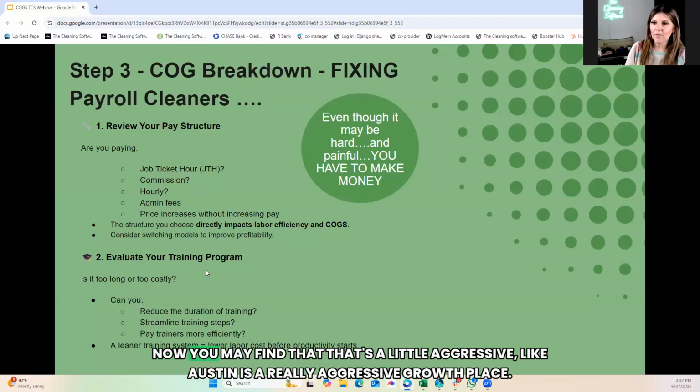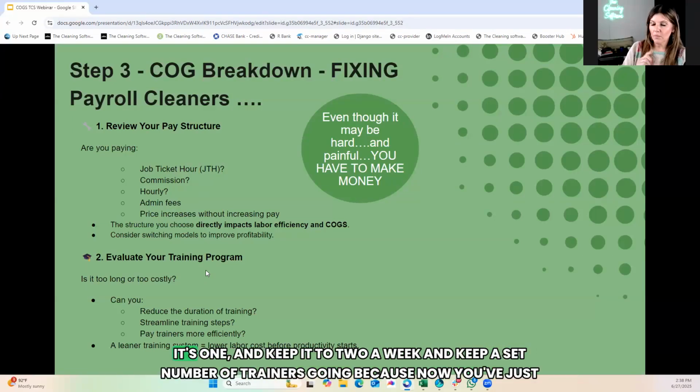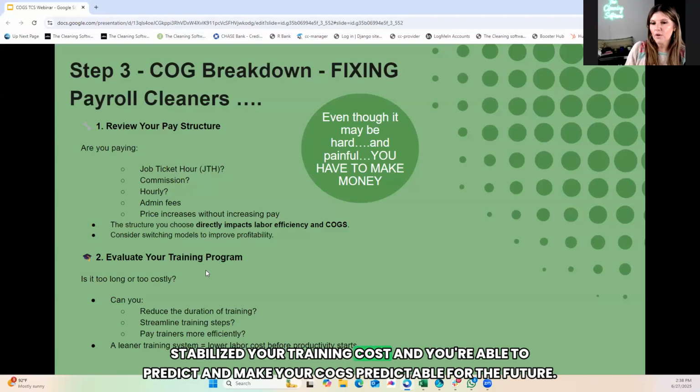Now, you may find that that's a little aggressive. Austin is a really aggressive growth place. So maybe yours looks like 1 trainer at all times going, or 2 trainers at all times going. Keep it to 2 a week and keep a set number of trainers going, because now you've just stabilized your training cost and you're able to predict and make your COGS predictable for the future.